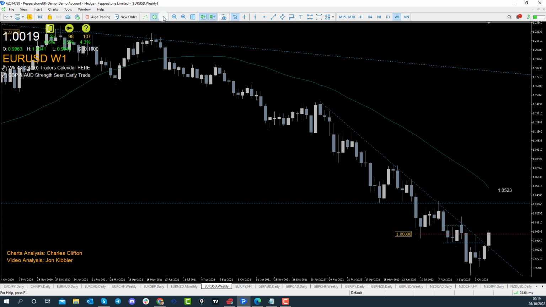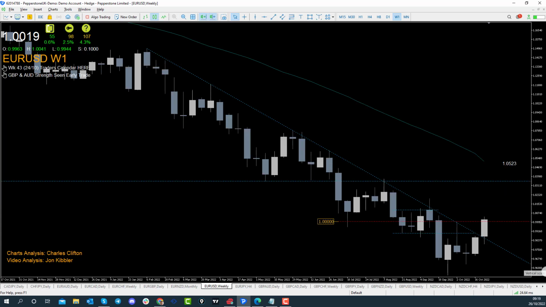Now, if I go to a weekly time frame, you can see that we've broken out of this long-term trend line here. We're breaking, like I said before, above that key level of parity. Now, if we hold above this level, that would be suggesting that we could head back towards that key level that we just discussed in the market.